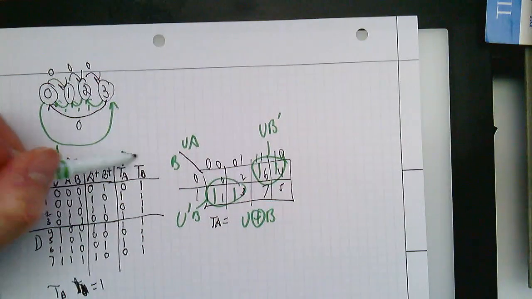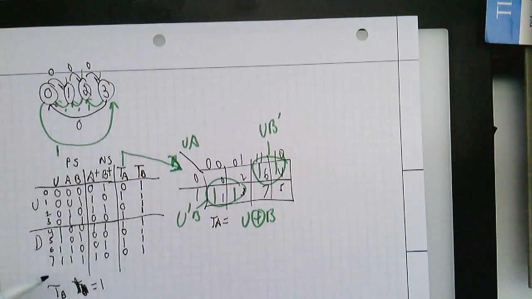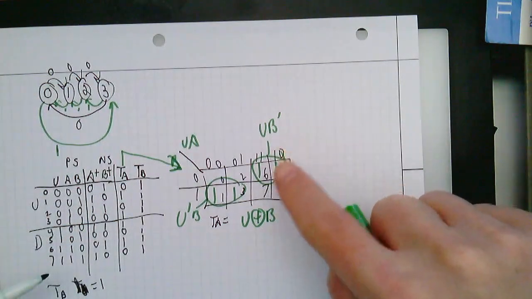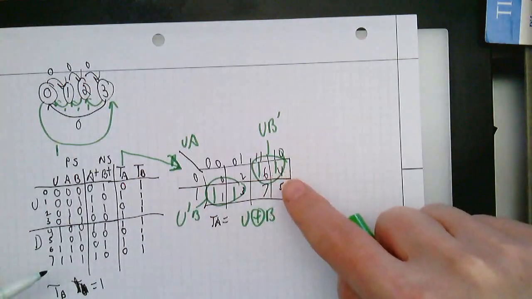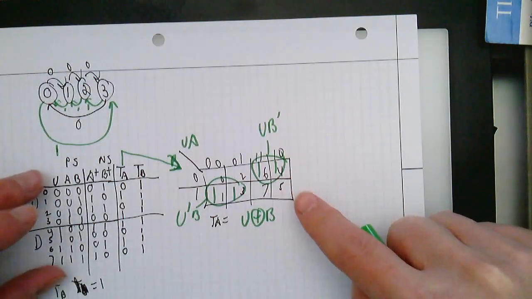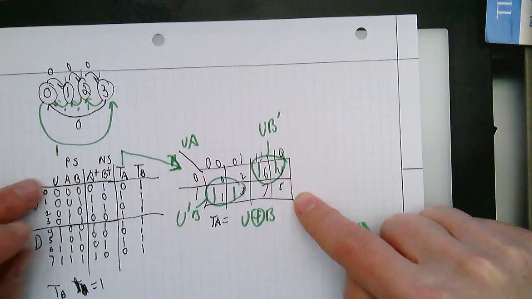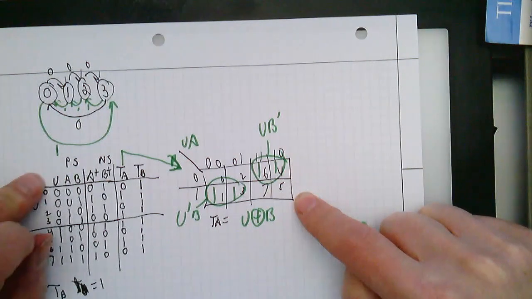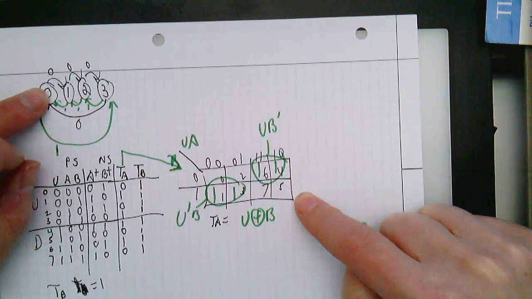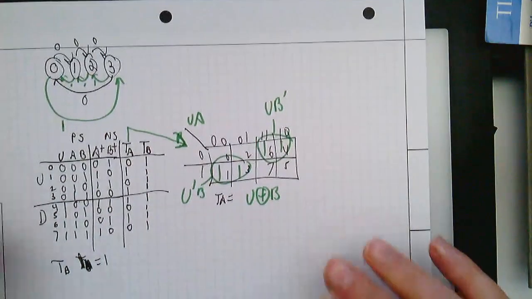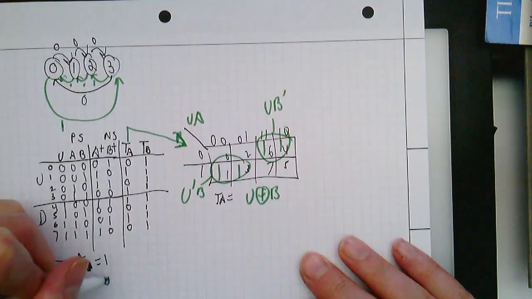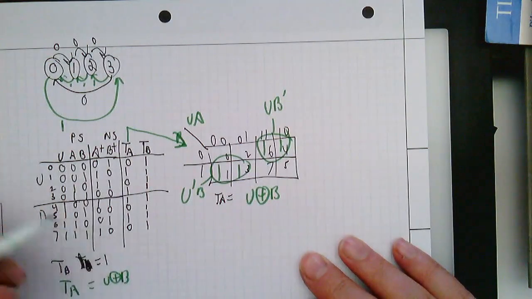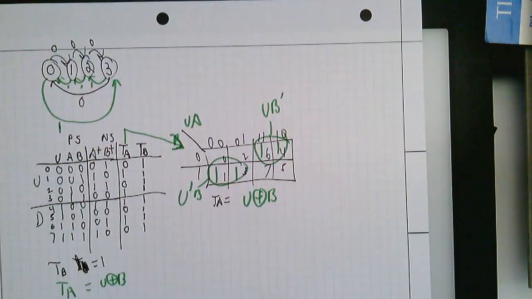This T sub A goes right in there because I want to know how to stimulate the input for the A flip-flop, the toggle flip-flop A, based on the present state, A and B, and the input U, because the input U is going to drive the circuit to count up or count down. See? So now I can write it out. T sub A is equal to U exclusive OR B, and now I can write out the whole circuit.